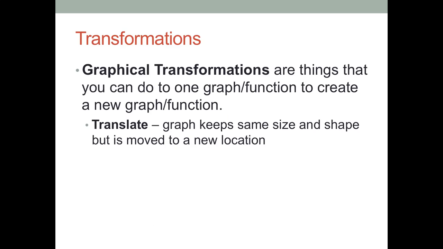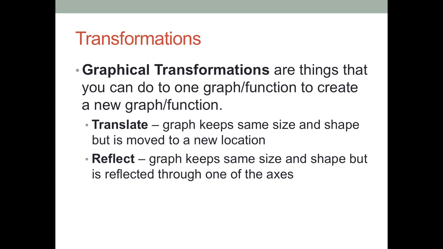There are different ways that we can change one graph and create a new one. One way is to translate it. That's what happened in the calculator activity when you changed your h value or changed your k value. You're keeping the same size and shape of the graph, you're just moving it to a new location. So translating a graph simply means you're moving it around.